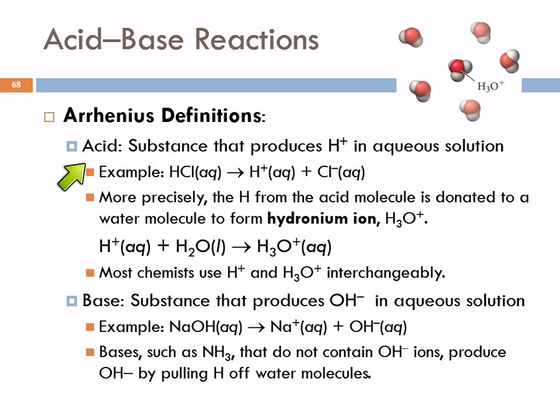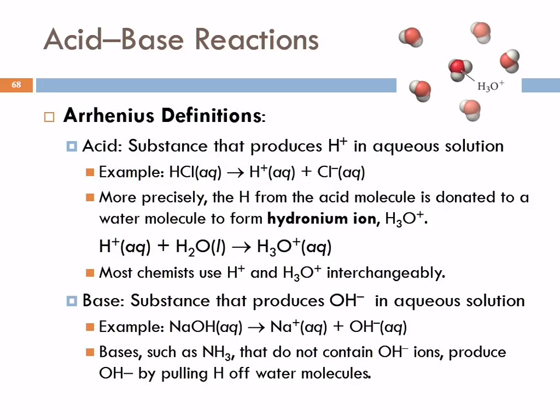So those are acids. Bases are substances that produce hydroxide ion in aqueous solution. Most of the bases we'll encounter are going to be metal hydroxides, like sodium hydroxide, an ionic compound of a metal and hydroxide ion. When you put this in water, it's soluble and it separates into sodium ions and hydroxide ions. It produces hydroxide ions. It's a base.